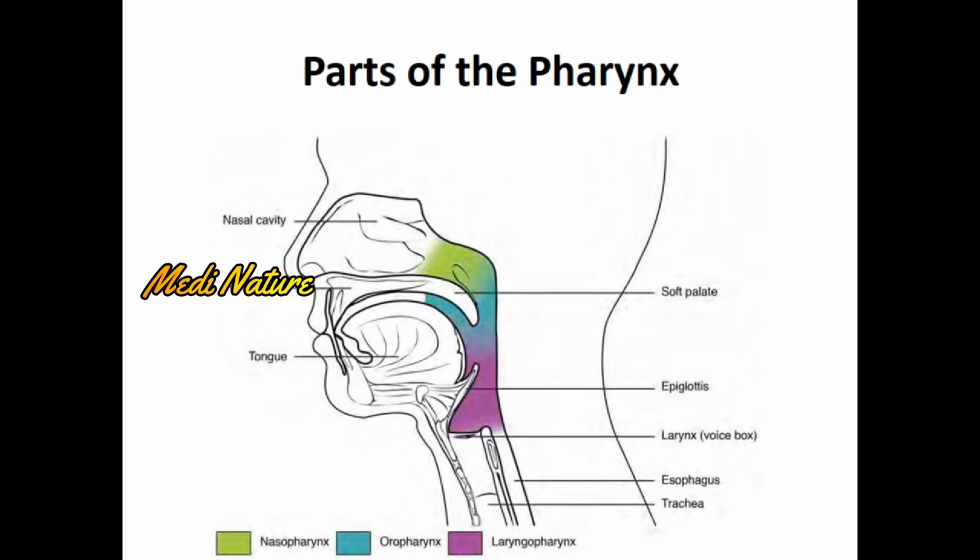These are the 3 major parts of the pharynx: the nasopharynx, which lies just behind the nasal cavity, the oropharynx, which lies just behind the oral cavity, and the laryngopharynx, which lies just above the larynx.